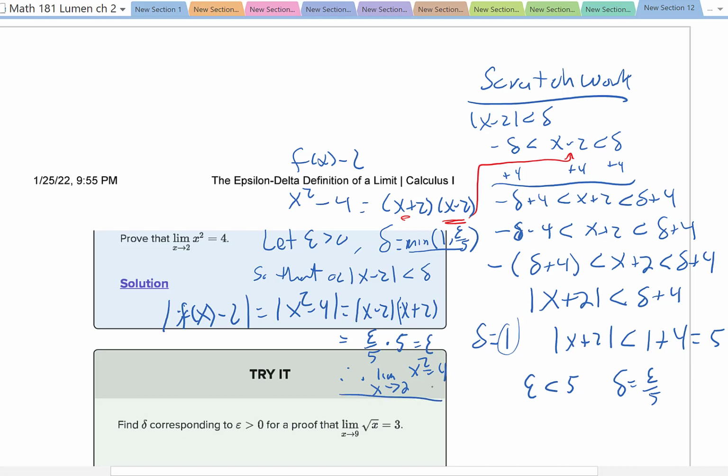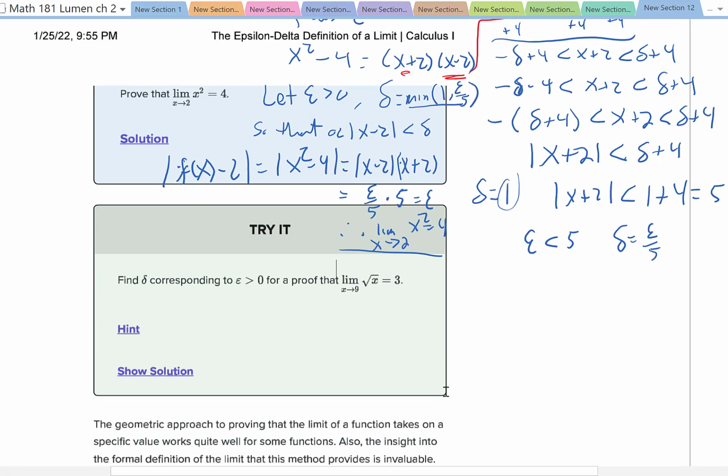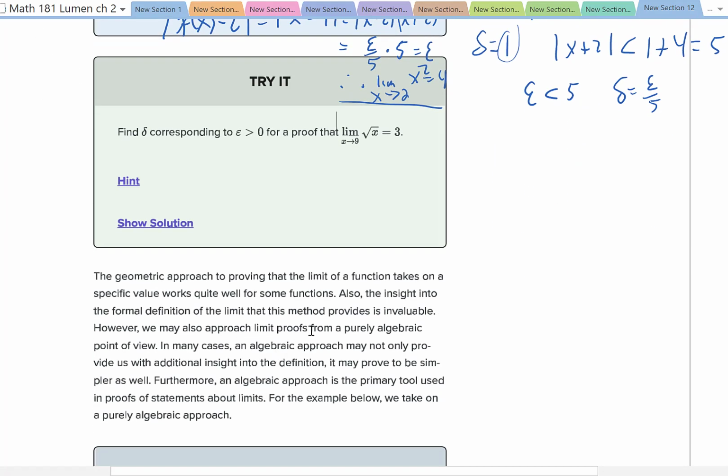And that's it. It's kind of weird and crazy, but we draw on the fact that we can take the minimum of the two and we assign these two values, and then we do some kind of algebra in the process. So now we're going to go on to this next one for the square root of x. It says find a delta corresponding to epsilon greater than 0 for a proof that the limit as x approaches 9 of square root of x equals 3.